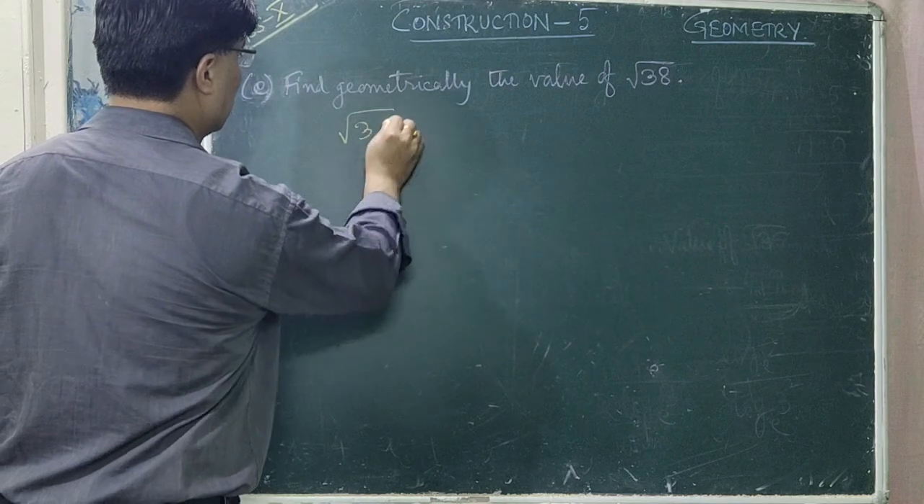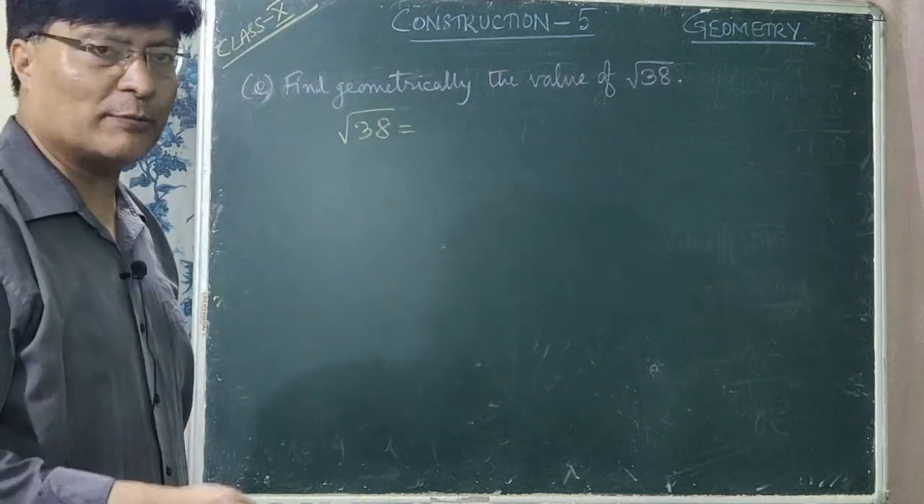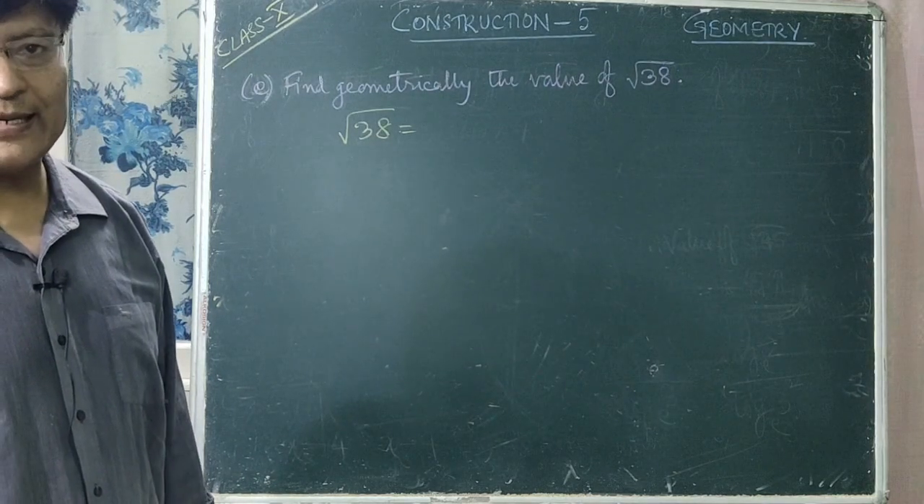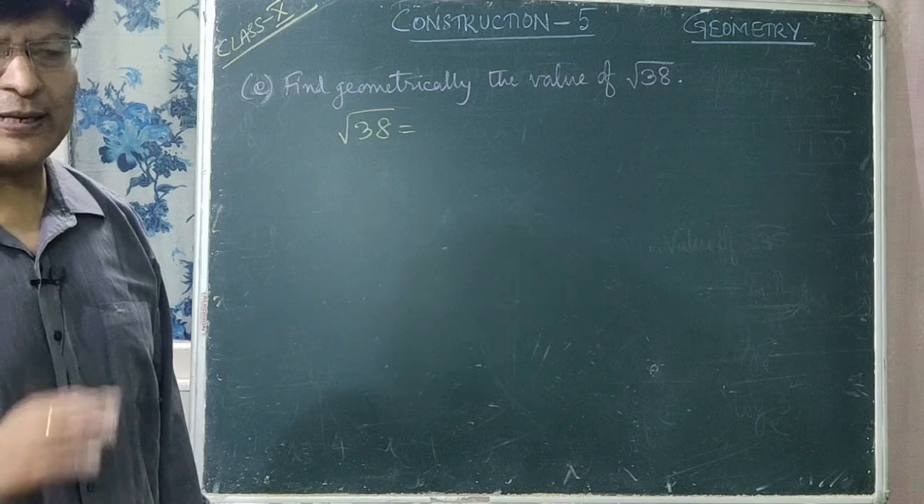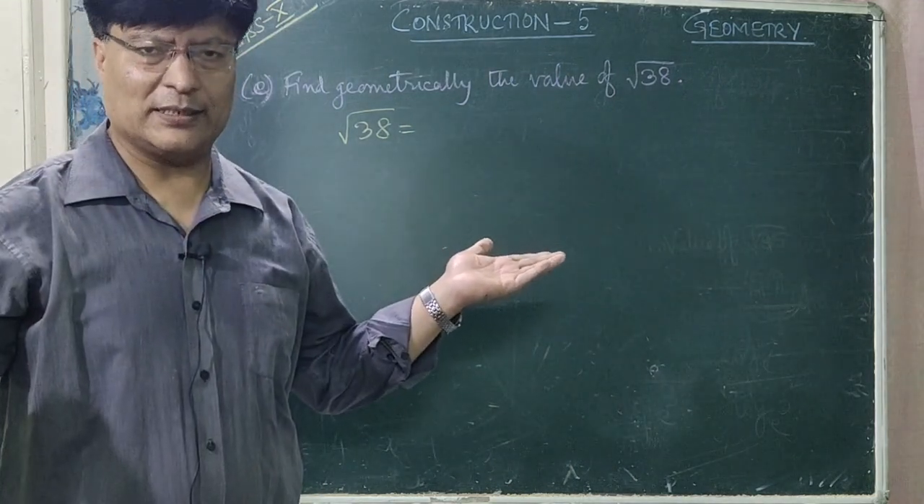Root over 38 is equal to, so which number multiplied by which number is 38? Will you write 19 into 2? If you write 19 centimeter, that is the largest length, isn't it?